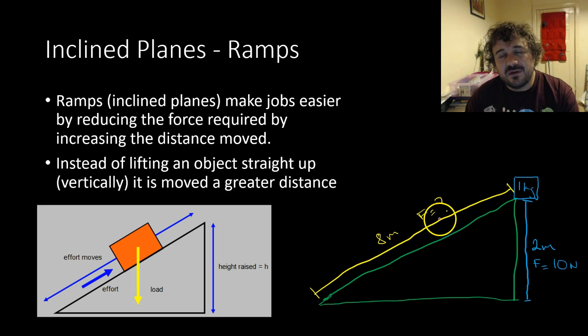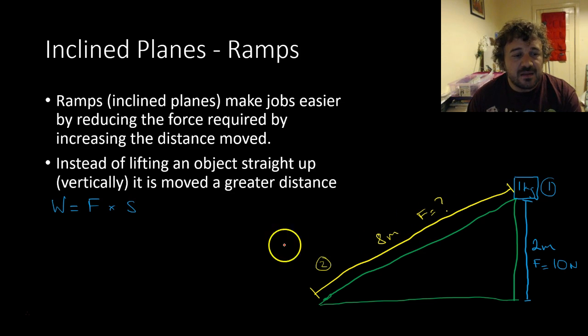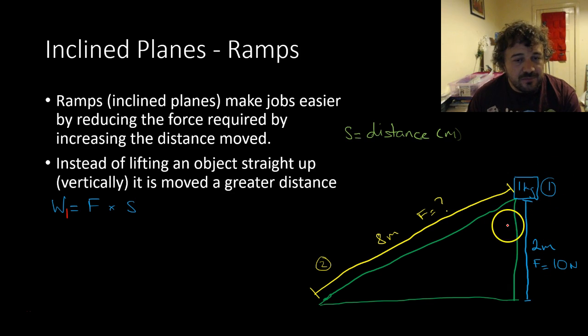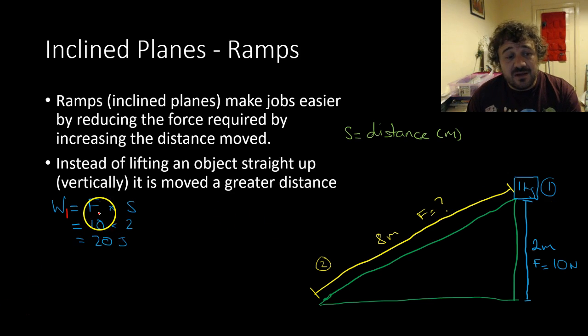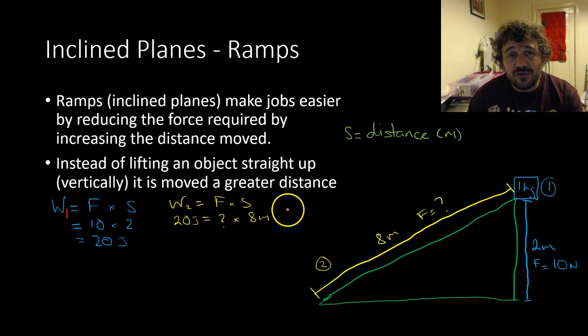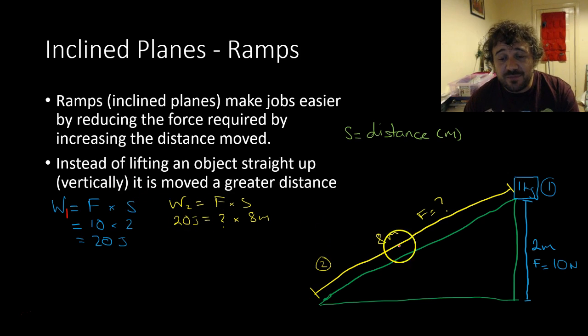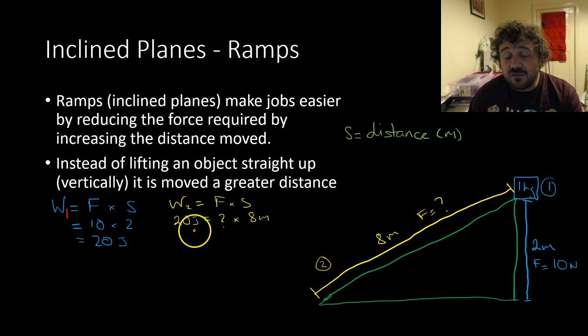So, how much easier is it? The force, what is it? Well, let's have a look. This is the work for number 1, which is moving us straight up. Important to remember here, S equals distance. So work equals force times distance. We're looking at the work for moving it straight up that 2 meters. So it's 10 newtons times 2 meters, 20 joules. Because of the law of conservation of energy, we know that to move it up number 2, the work is still going to be 20 joules.